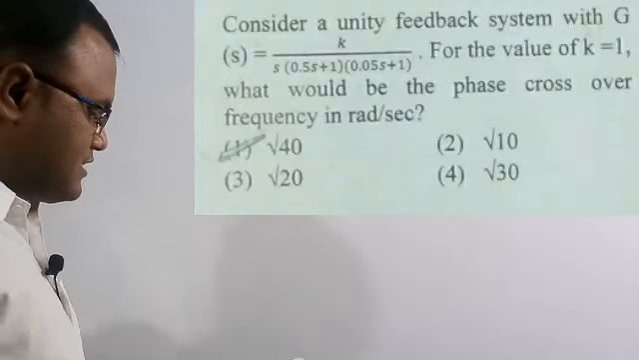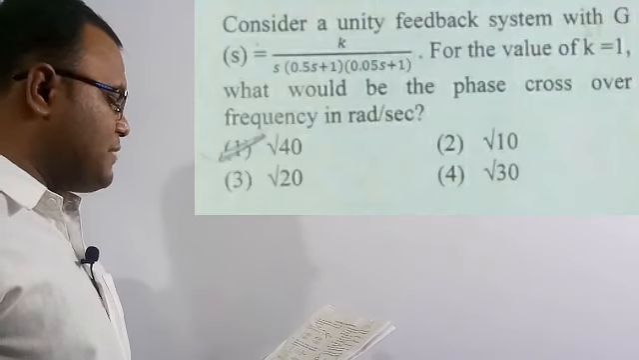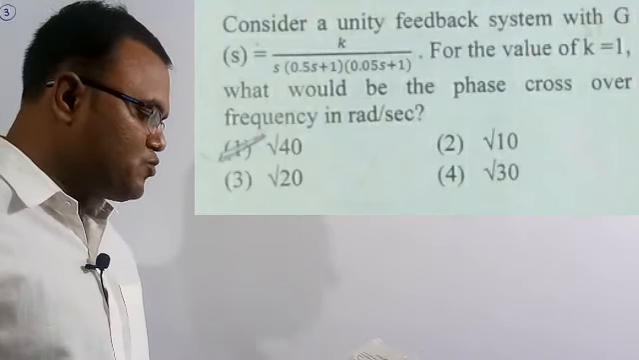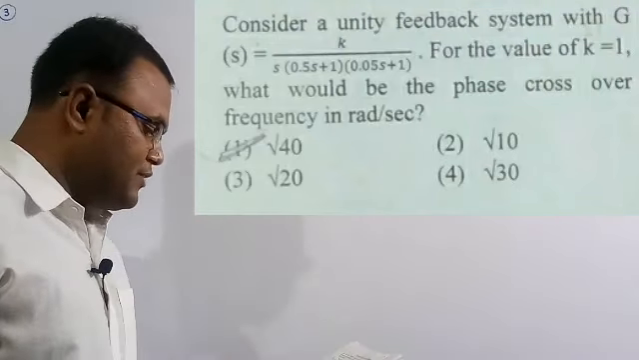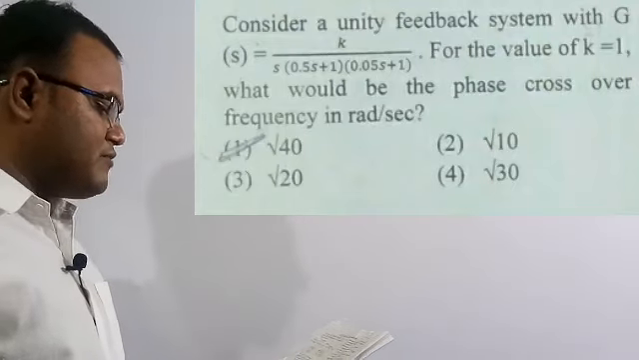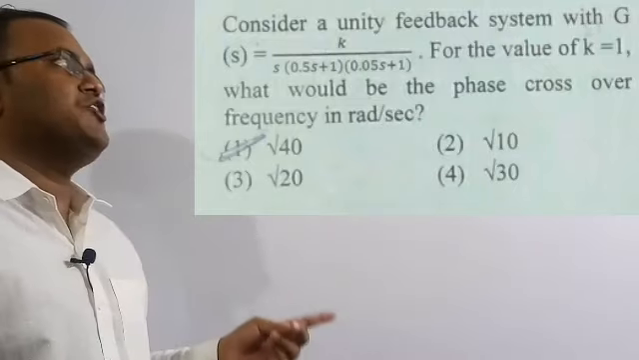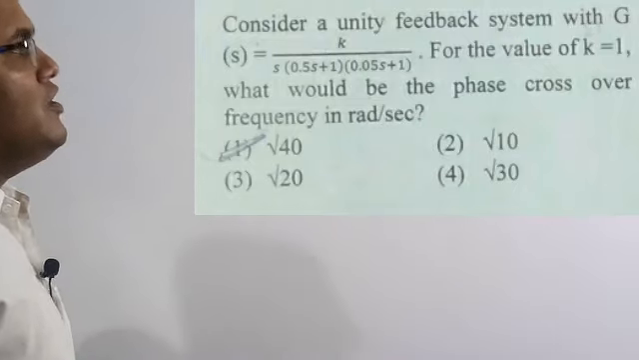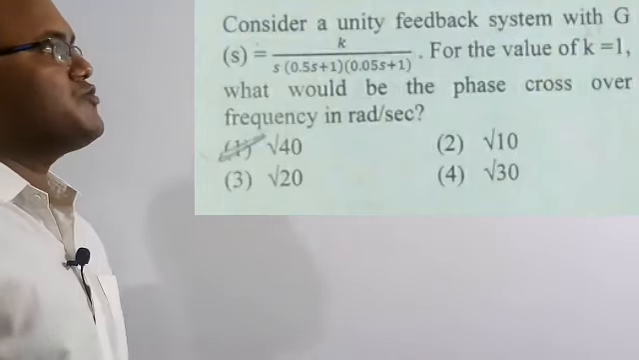So now we are going to solve the other question. The question number 3. See the question here. The question says that consider a unity feedback system with g of s is equal to k by s into (0.5s plus 1) into (0.05s plus 1). So for the value of k is equal to 1, what would be the phase crossover frequency in radians per second. So they have given the expression for g of s and h of s is equal to 1. So now for this open loop transfer function, we need to find what is the phase crossover frequency.